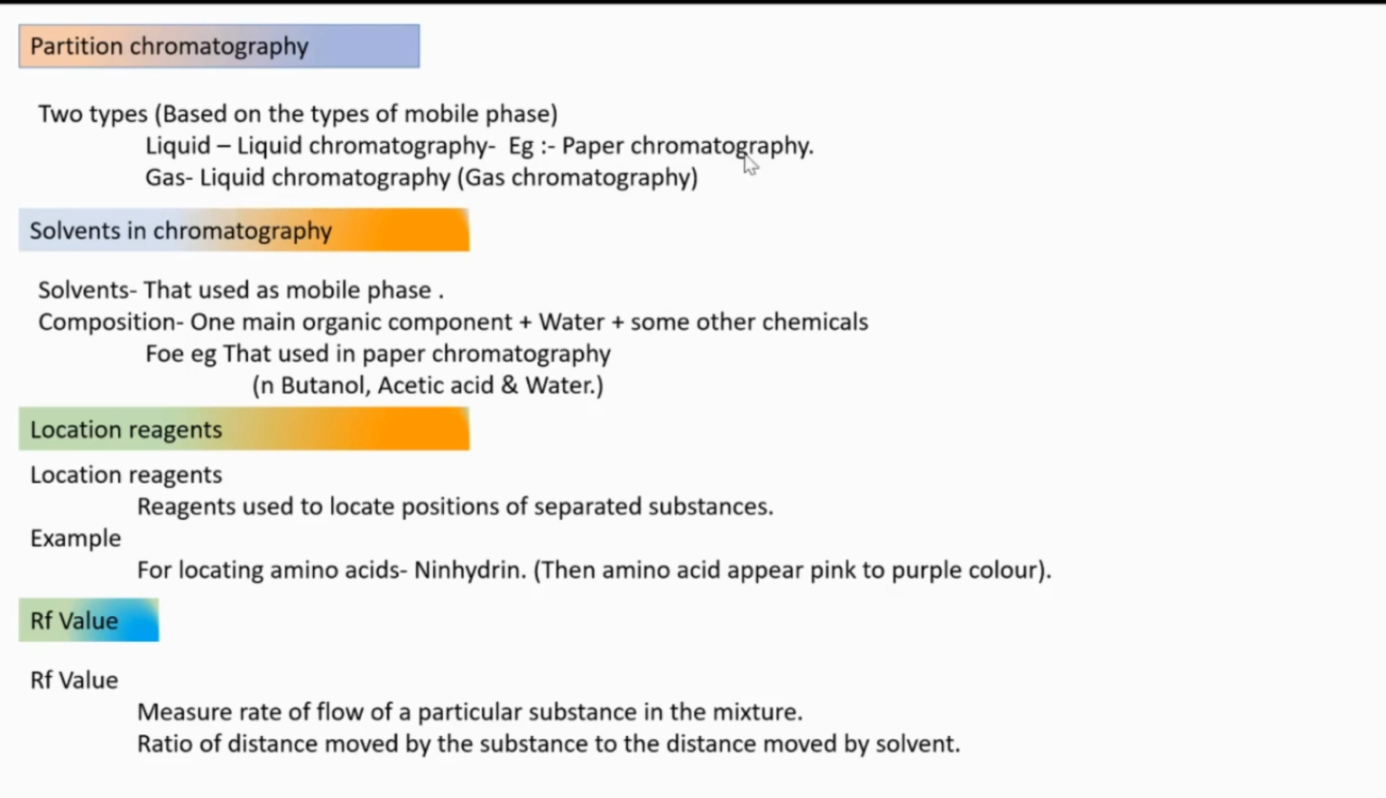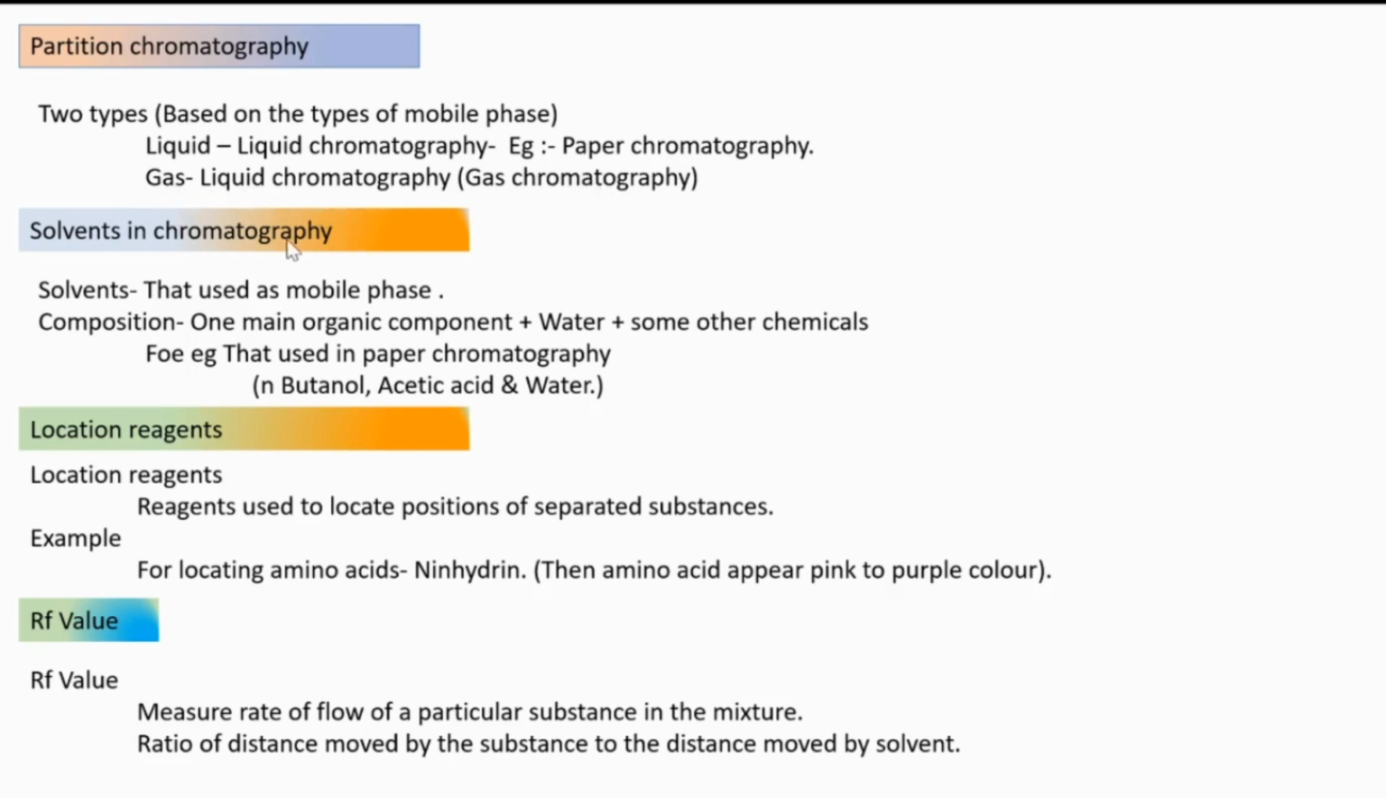Paper chromatography you will do as a practical maybe in your fifth or sixth semester. So if you are thorough with this process now itself, at that time it will be very easy to understand the procedure. Then the second type of partition chromatography is gas liquid chromatography. Here, the word liquid denotes the stationary phase, and the first word gas denotes the mobile phase. Here the mobile phase is gas.